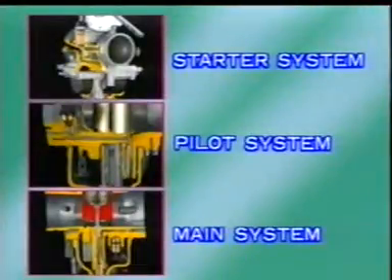In actual driving, however, in order for the carburetor to handle a wide range of driving speeds, the passages through which fuel is delivered are divided into the starter system, the pilot system, and the main system.